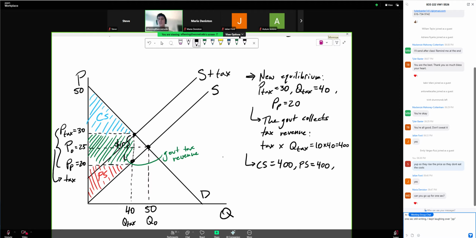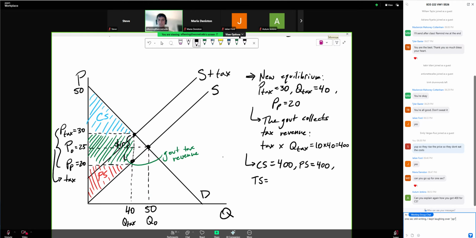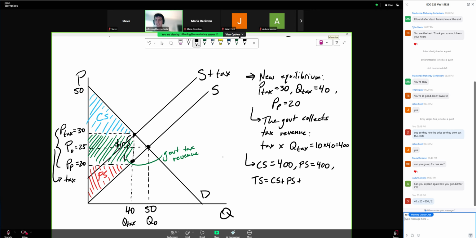And now when we go to compute the total surplus, we see that the total surplus is going to be equal to consumer surplus plus producer surplus. But here, when we compute total surplus, we have to add in the government tax revenue. Why? Because that is some welfare that's flowing to the government. The government is getting a net benefit there. They're collecting money. So we have to add that into total surplus. So total surplus is going to be consumer surplus, producer surplus, plus government tax revenue. And that is going to be 400 plus 400 plus the tax revenue of 400. So it's going to be 1,200.